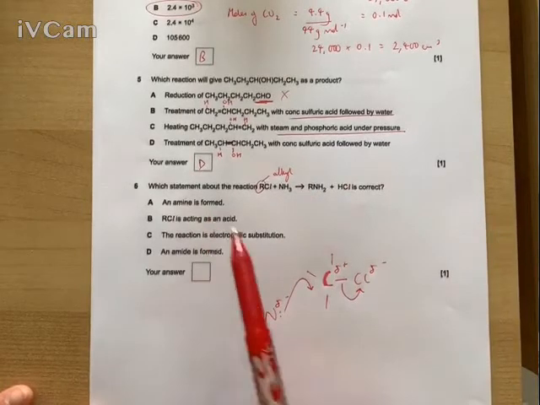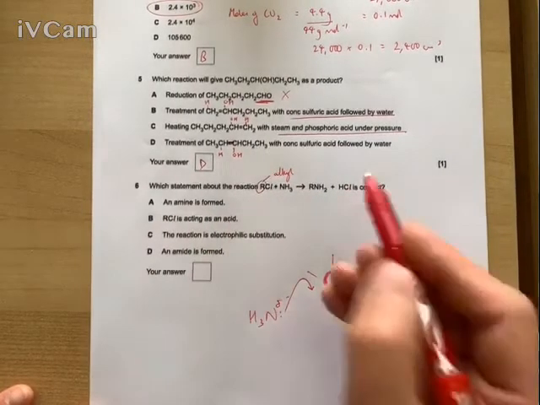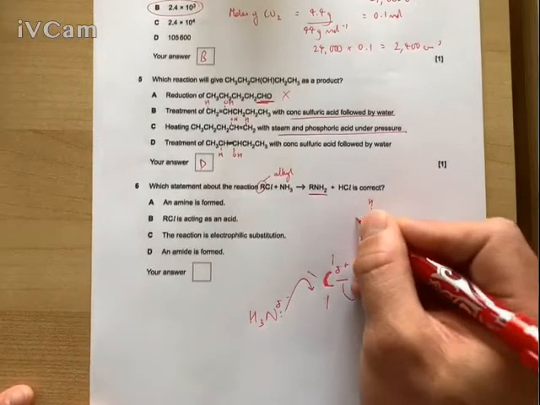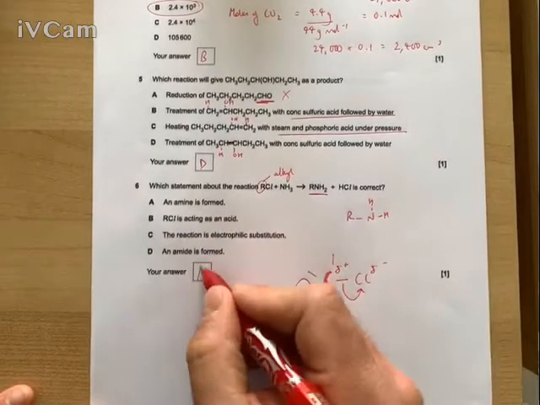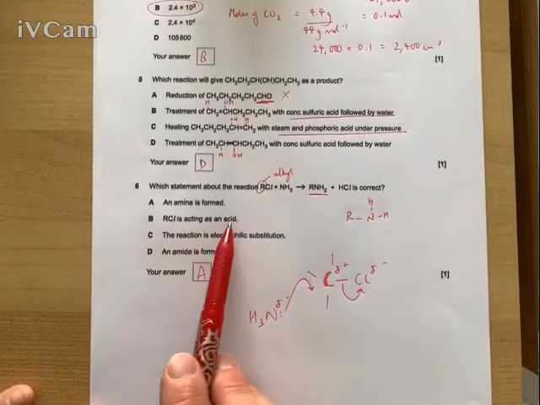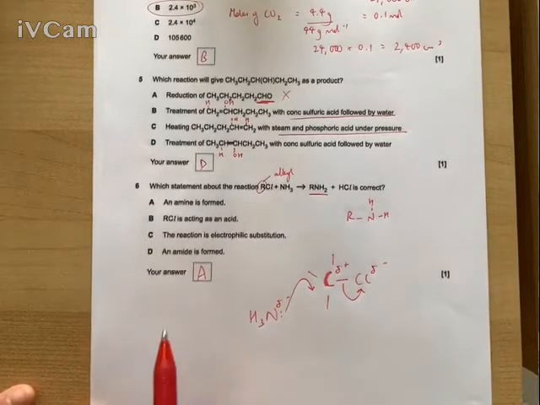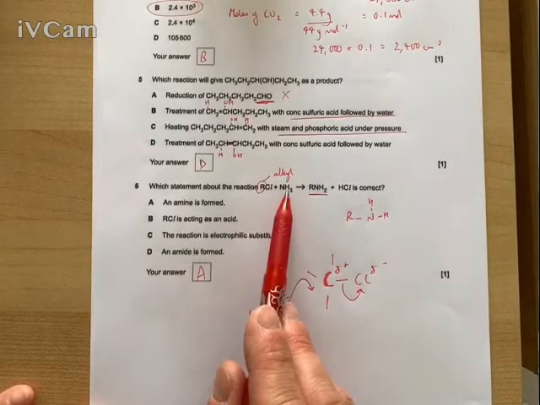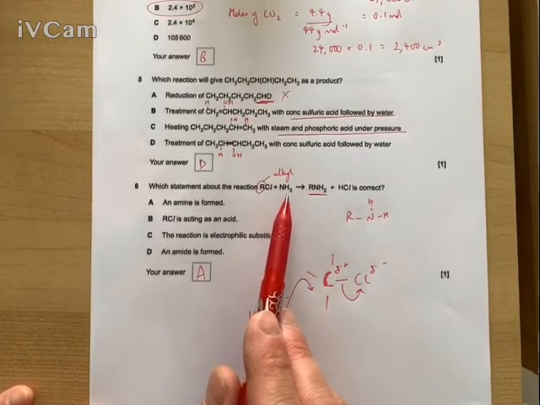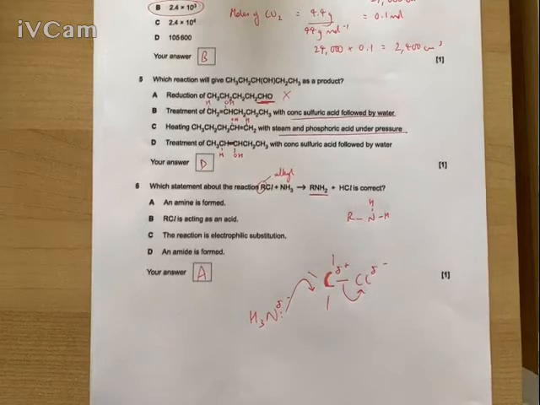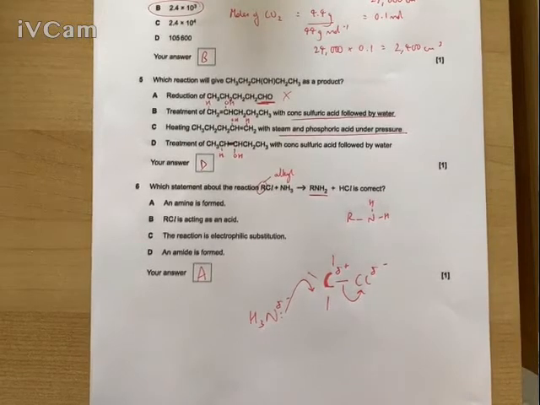So let's have a look at the options that we've got here. So it says an amine is formed. We're looking at this. An NH2 group is a primary amine, so that one's absolutely correct. So that's going to be our answer. We'll just have a look at the other ones and see why the other ones aren't our answers. It says RCl is acting as an acid. Well, they put that one in there to trick you because you may know that ammonia is a base. But in our world of A-level chemistry, when we're talking about acids and bases, usually we're talking about proton donors and acceptors. So an acid is a proton donor.